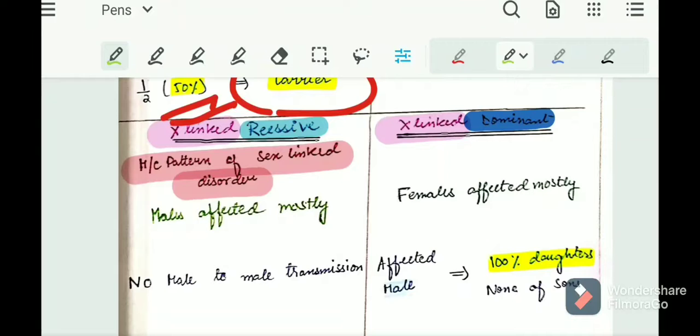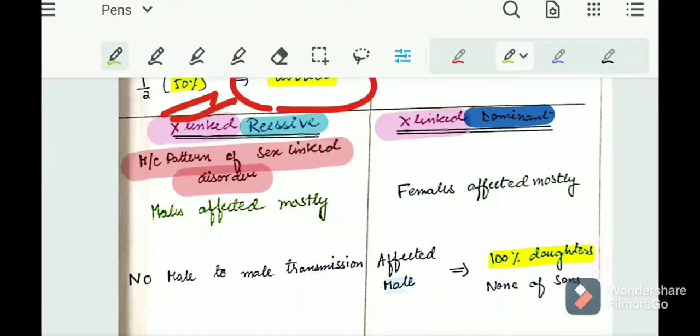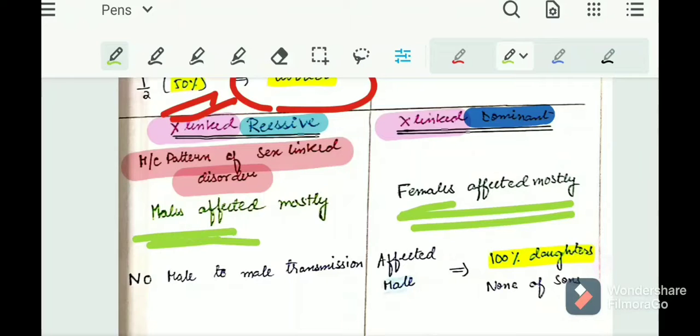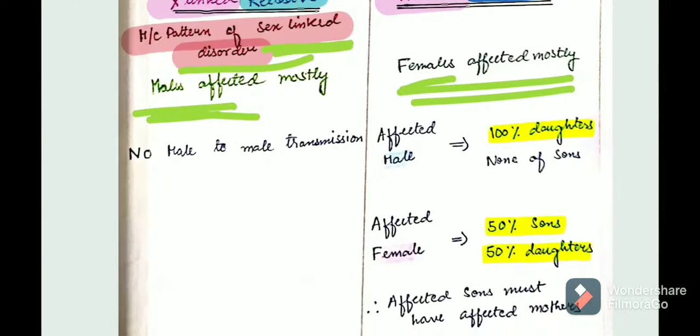Now let's see X-linked recessive. X-linked recessive, here what I said, males are mostly affected. In dominant, females are dominating, so in X-linked dominant females are affected more, or in recessive males are affected more. X-linked recessive, this is the most common pattern of sex-linked disorders. The sex-linked disorders are inherited by this pattern, that is X-linked recessive.